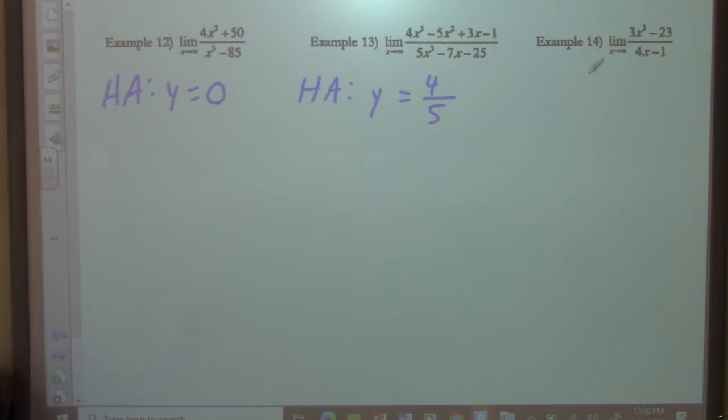Now, for number 14, we have the limit of 3x cubed minus 23 over 4x minus 1. So our horizontal asymptote is what? Does not exist. Horizontal asymptote does not exist. I heard about three of you say that, like in stereophonic delivery. That was pretty good. If you look at it, it looks like we're going to be approaching infinity, each way, I think.